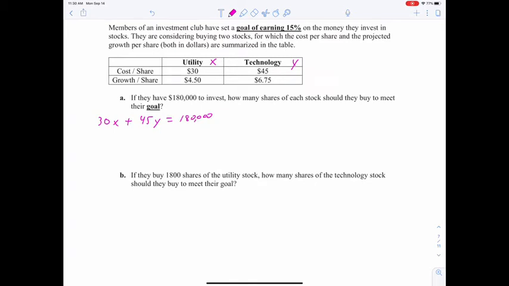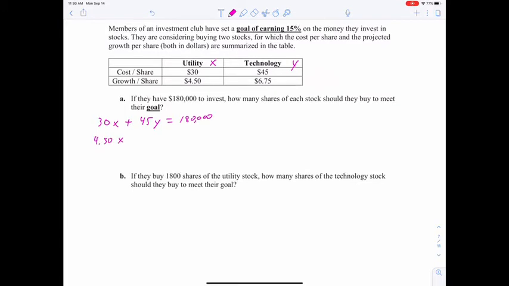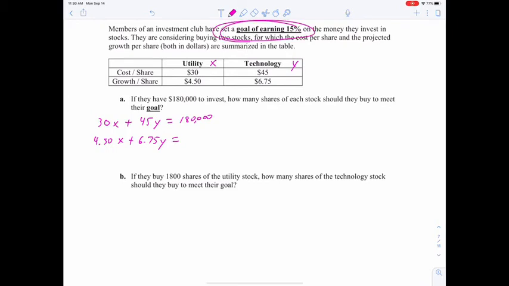Okay? All right. We're going to make a second equation using the second line of data under here. So we'll do the same thing, right? It's going to cost $4.50 for each utility stock plus $6.75 for each technology stock. And that's going to equal right here, look up here, 15% of the 180,000. 15% of means multiplies, right? So 0.15 times 180,000.